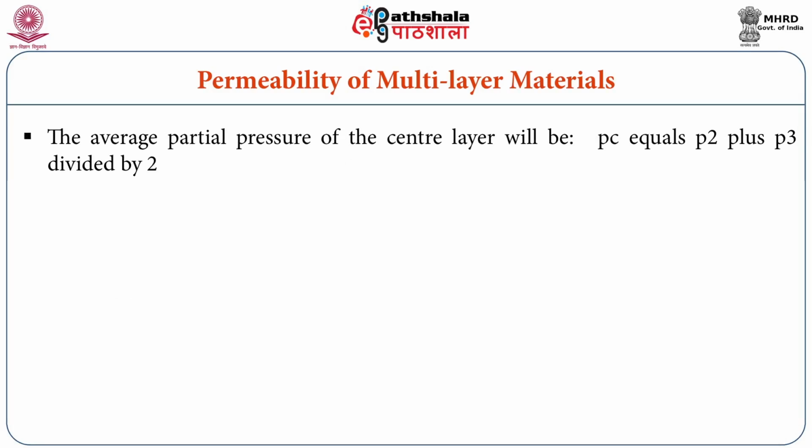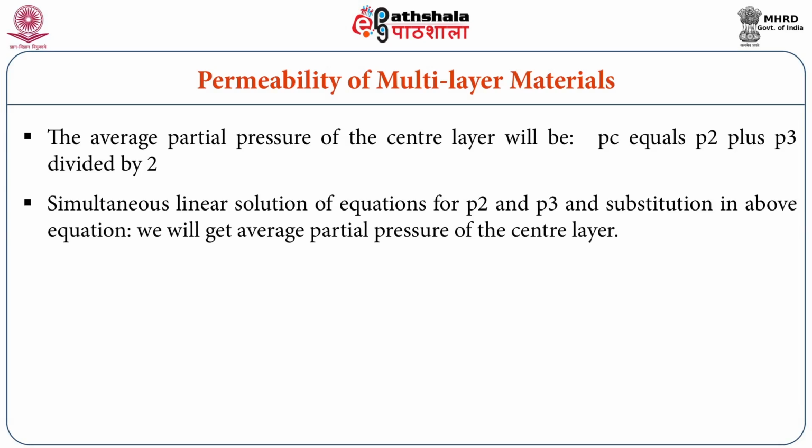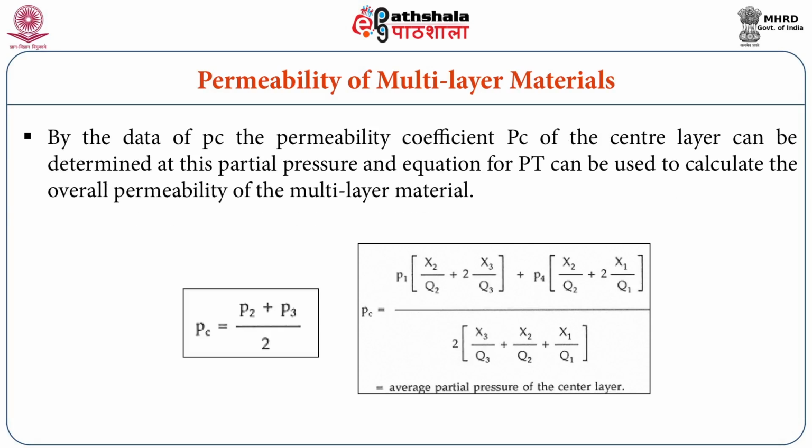The average partial pressure of the center layer will be Pc equals P2 plus P3 divided by 2. Simultaneous linear solution of equations for P2 and P3 and substitution in the above equation will give the average partial pressure of the center layer. By the data of Pc, the permeability coefficient of the center layer can be determined at this partial pressure, and the equation for Pt can be used to calculate the overall permeability of the multilayer material.